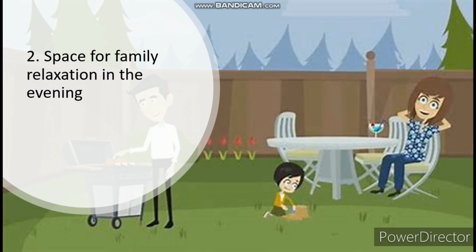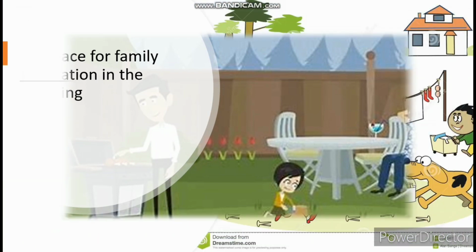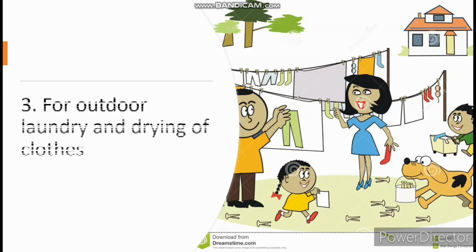That is, when you don't have anything to do, you can come outside with your family, you can relax, you can be gisting and having a great time with your family. 3. It can be used for outdoors laundry and drying of clothes. We can see some of us at home outside, we take our clothes outside to dry. That is because we have enough space.